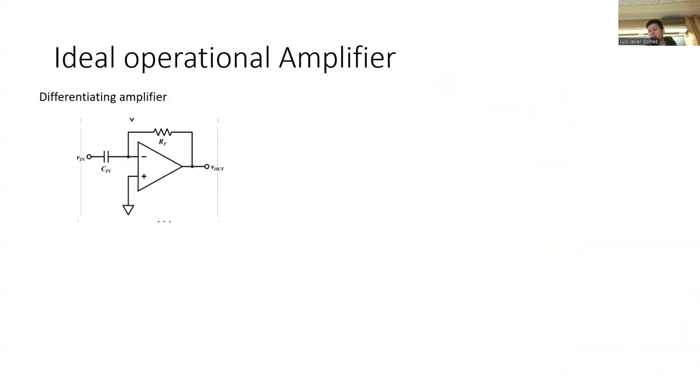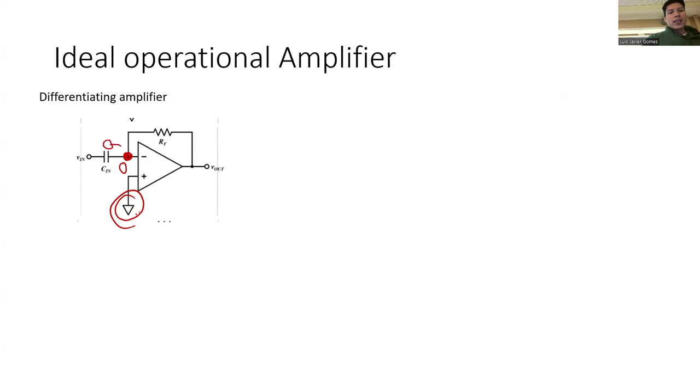So we can look at a more interesting example now. What if we have a capacitor here? Of course you could do this in the Laplace domain, and things would also work there, but we're going to do it in the time domain. Basically, this terminal is grounded. So what does that tell us about this voltage? Yeah, this voltage is also zero.